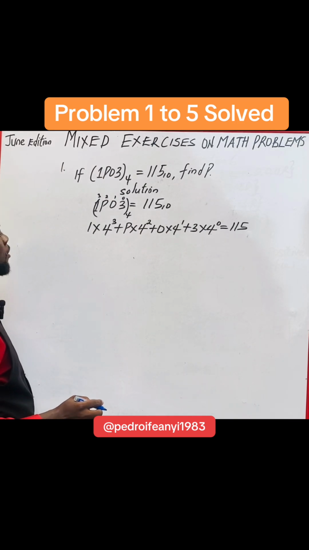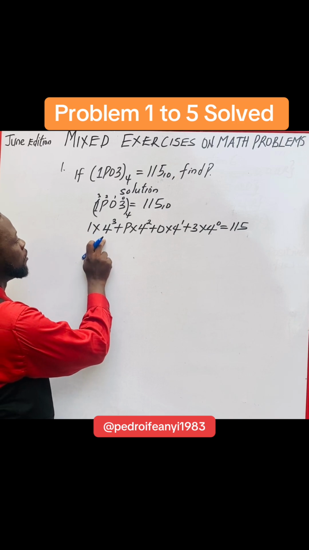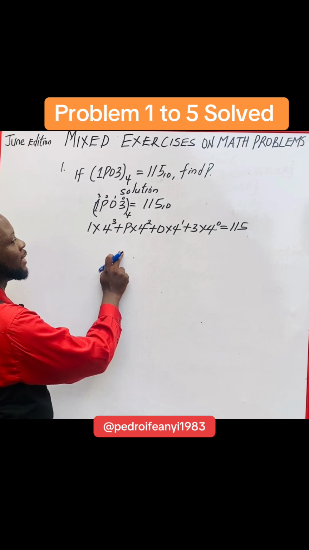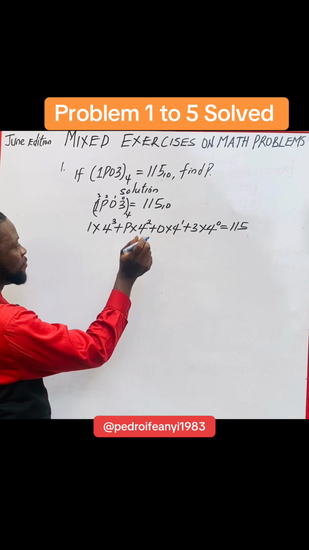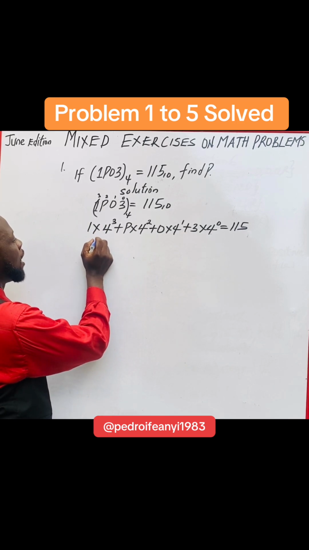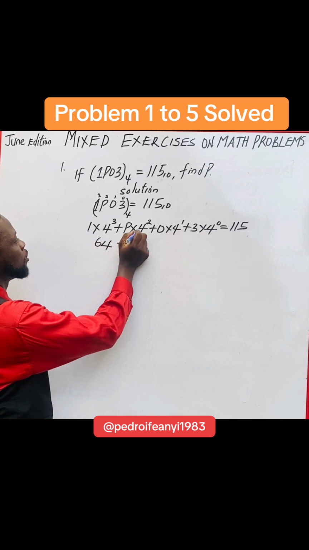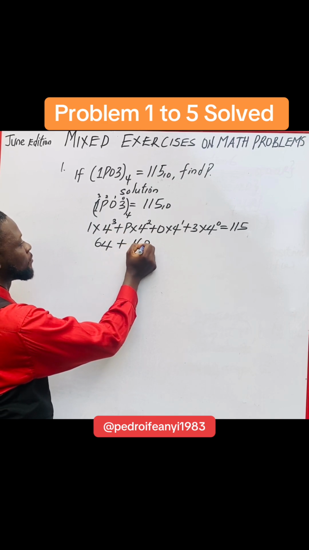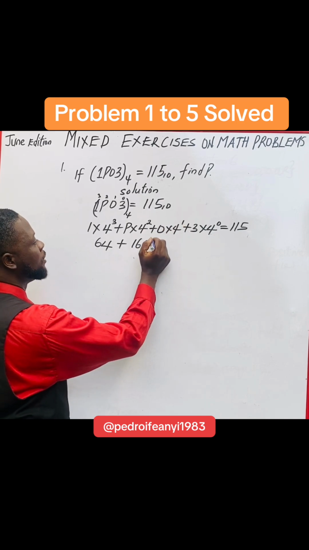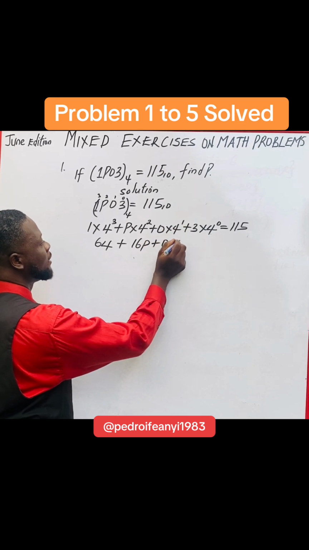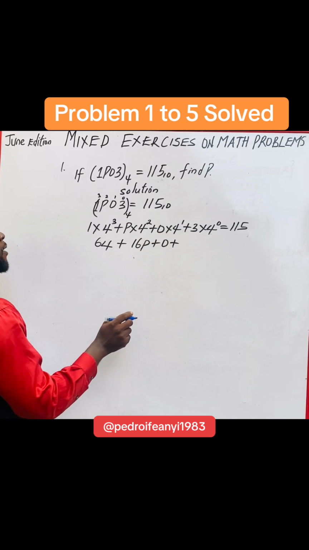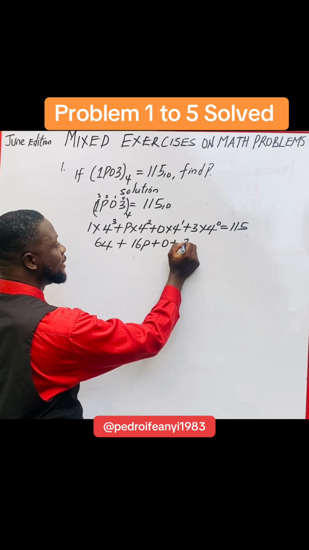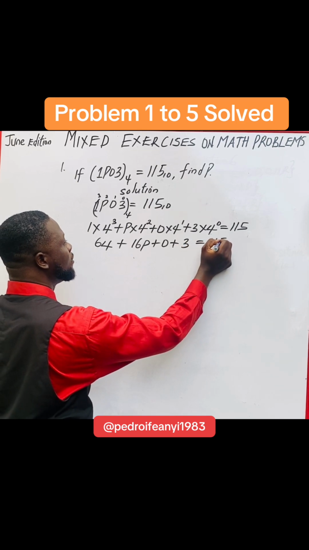Okay. So quickly, 4 raised to the power of 3 is what? 4 times 4 is 16, times 4 gives us 64. So we have 64 plus 4 squared, which is 16, times P gives us 16P. Then here, everything is 0, right? 0 times 4 is 0. Then 4 raised to the power of 0 is 1, and 1 times 3 is 3, equal to 115.